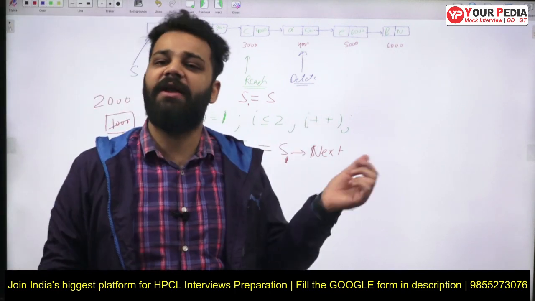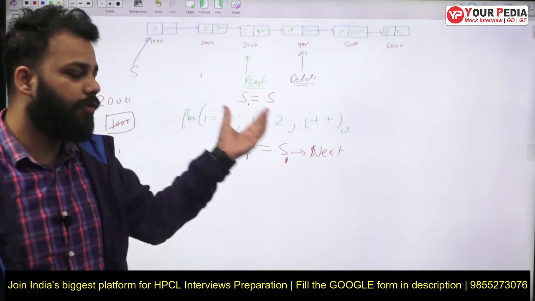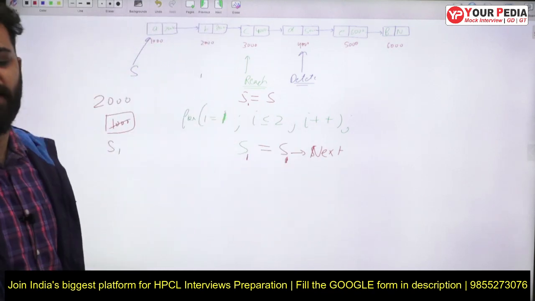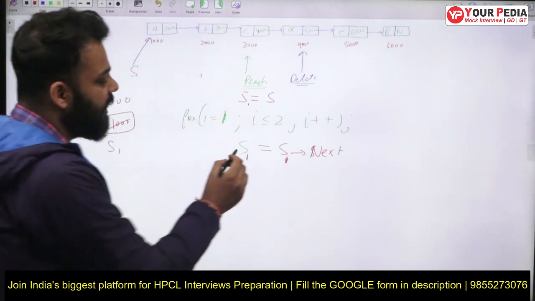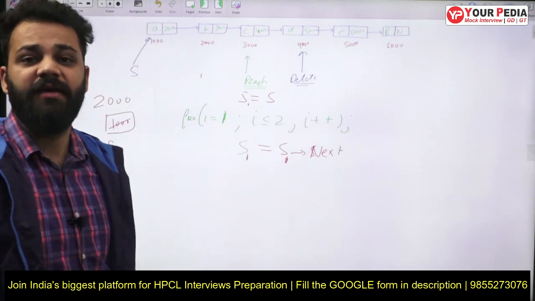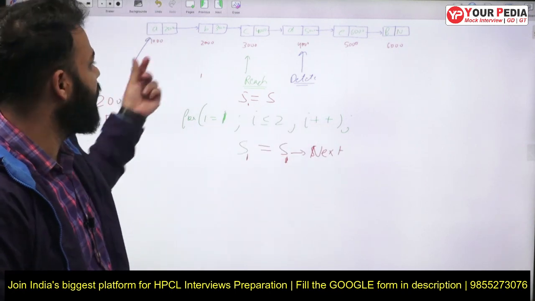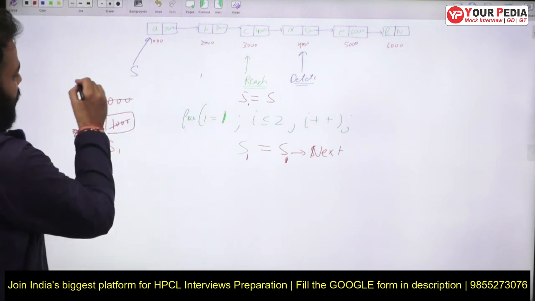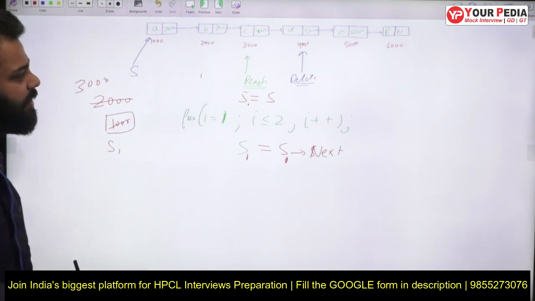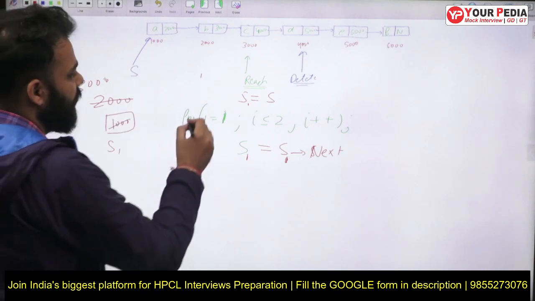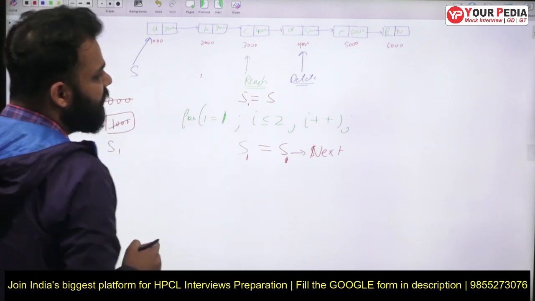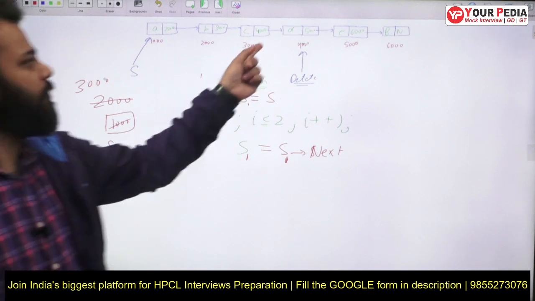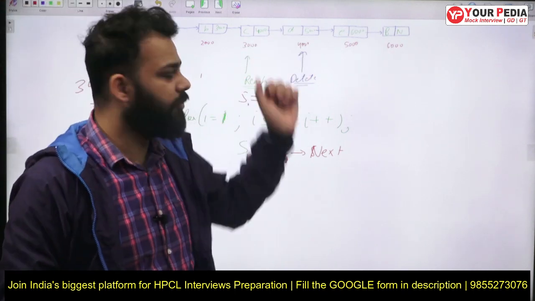Now when the I value is 2, again the condition is true. So again we will run this code, because the for condition is satisfied. Now again S1 is equal to S1 of next. Now S1 is 2000, and next of 2000 is 3000. So the address stored in S1 will be equal to 3000. So S1 will be pointing to the 3000 node. Now you have reached 3000 and you want to delete the 4th node.